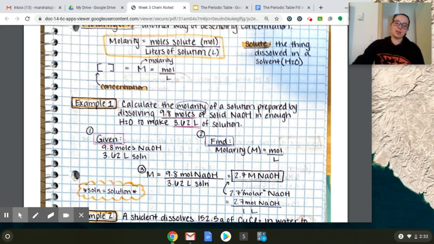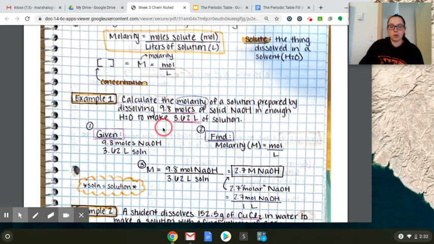So example 1 wants us to calculate the molarity of a solution prepared by dissolving 9.8 moles of solid NaOH in enough water to make 3.62 liters of solution. So we need to find the molarity. Like any problem, I'm going to start with underlining all the things that I know, circling what I'm trying to find.